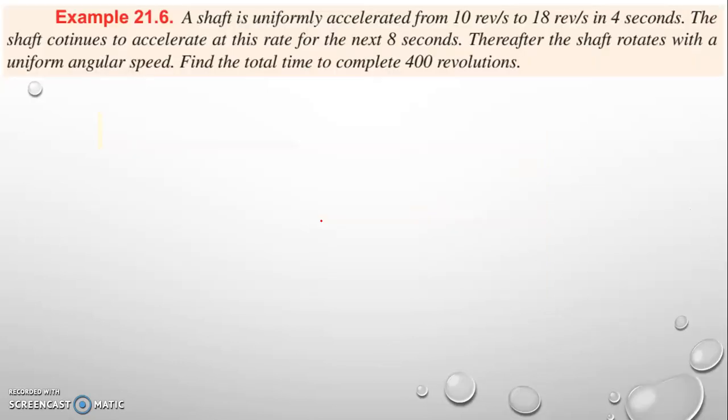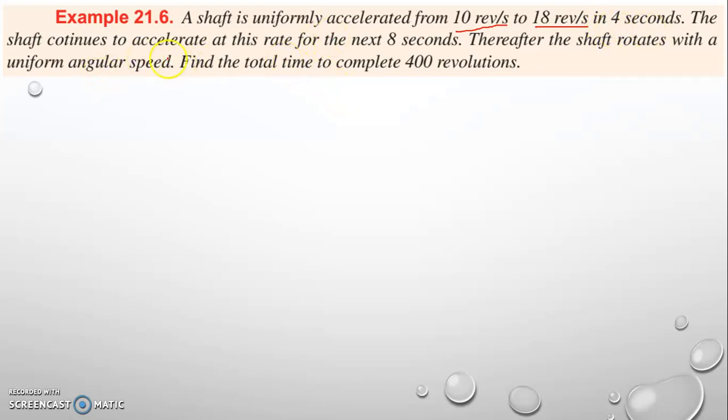Okay, we will go to our first question. A shaft is uniformly accelerated from 10 revolutions per second to 18 revolutions per second. So it's given, initial velocity is 10 revolutions per second and final velocity is 18 revolutions per second. One revolution is one complete rotation, that is 360 degrees, which can be written as 2 pi. So 10 revolutions is 10 into 2 pi, that is 20 pi, the initial velocity, and the final velocity is 18 into 2 pi, that is 36 pi. And this is happening in 4 seconds. The time taken is 4 seconds.